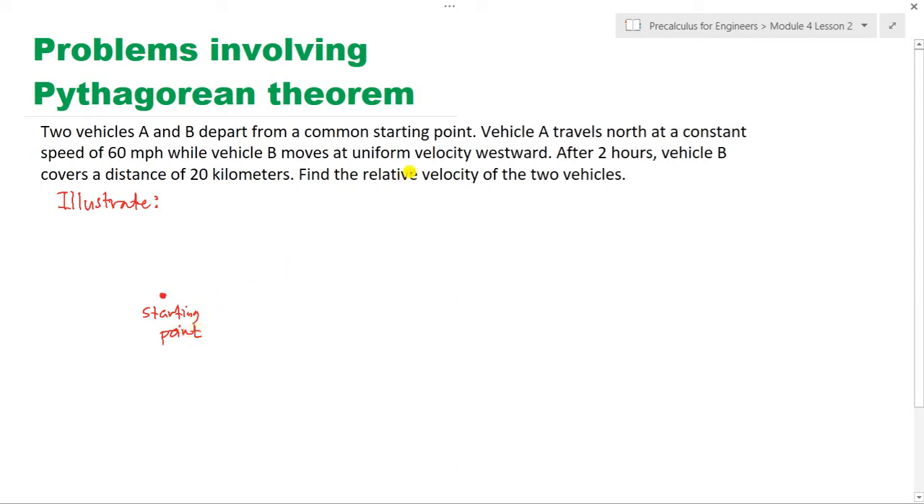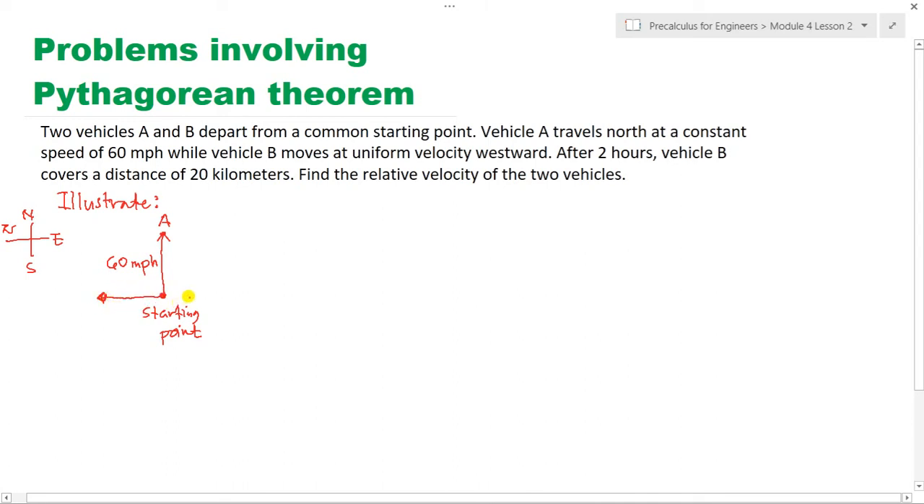And then, vehicle A travels north at a constant speed of 60 miles per hour. So, meron pala tong direction. So, we have here north, south, east, west. So, travels north at 60 miles per hour. So, this is 60 miles per hour. And then, this is vehicle A. Then, vehicle B moves at uniform velocity westward. So, saan yung west natin? So, patungo dun. So, dun, westward.